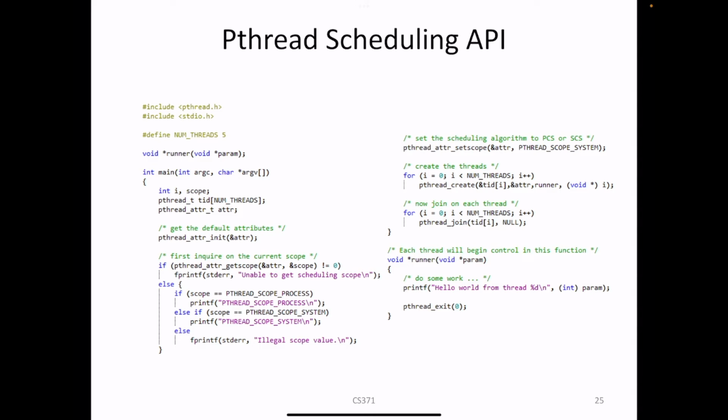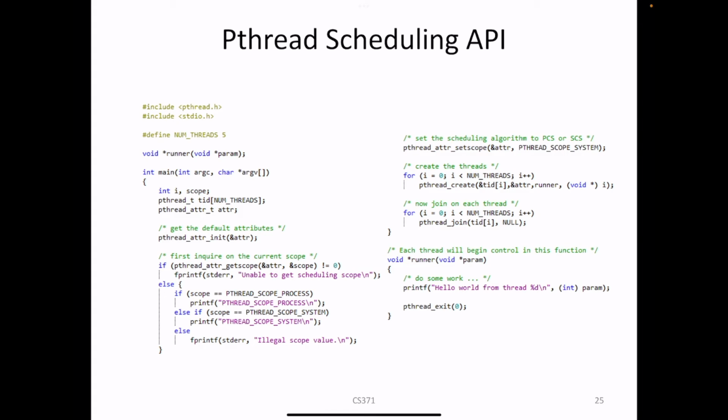Now let's look at an example of how to use the Pthread library to implement thread scheduling. In this code, we first declare a Pthread attribute variable attr. Then we use the pthread_attr_init function to initialize the attribute variable. After that, we use the pthread_attr_getscope function to get the scope value and store it into the integer variable scope. And then we check whether this scope is PTHREAD_SCOPE_PROCESS or PTHREAD_SCOPE_SYSTEM.